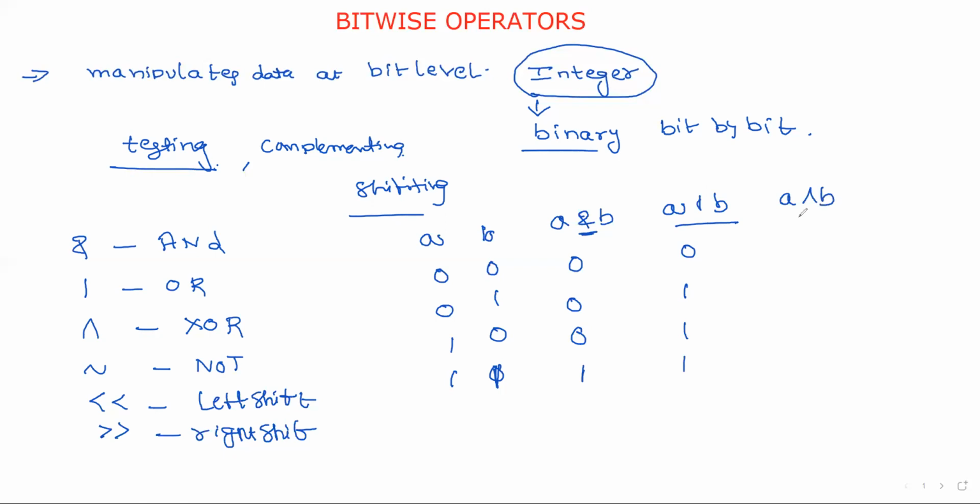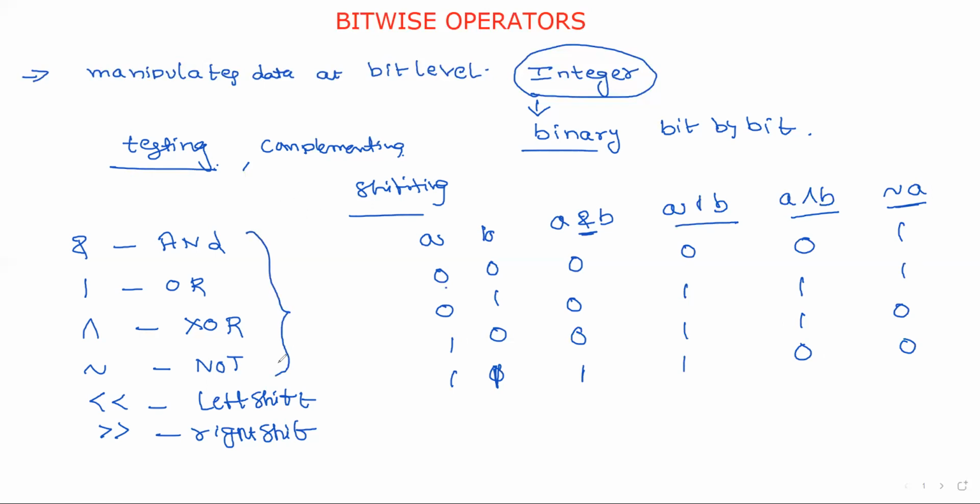XOR operation: if both the bits are different, then the result is true. 0, 0, both are the same, the result is 0. 0, 1, the result is 1. 1, 0, the result is 1. 1, 1, the result is 0. Complement is applied only on one operand. If the bit is 0, it is converted into 1. If it is 1, it is converted into 0. These are some bitwise operators.